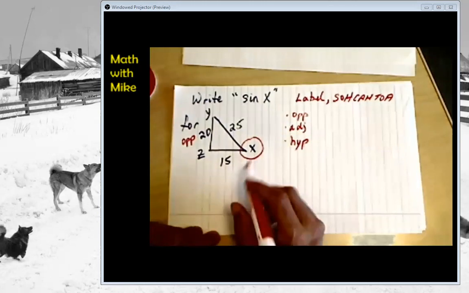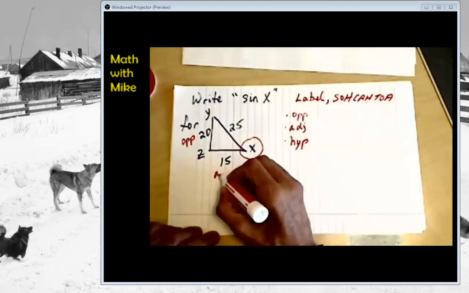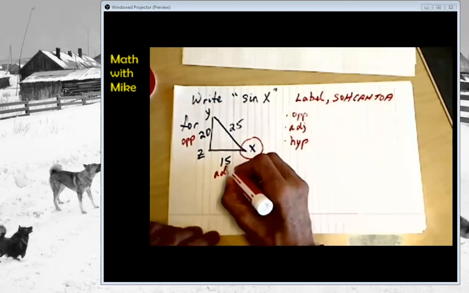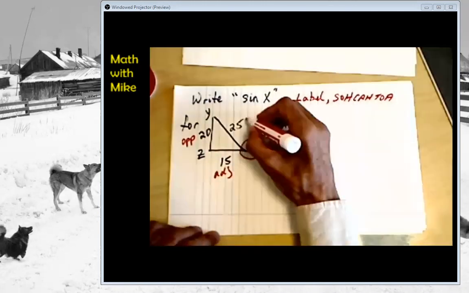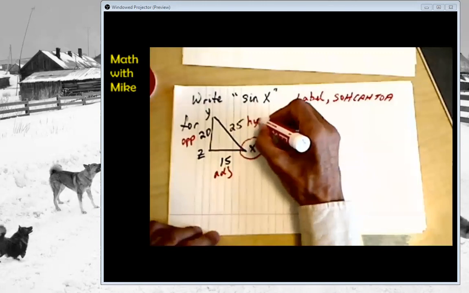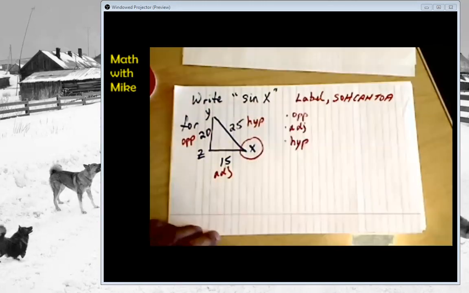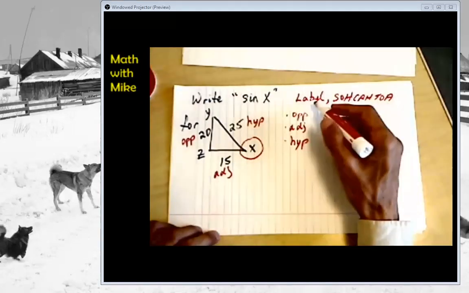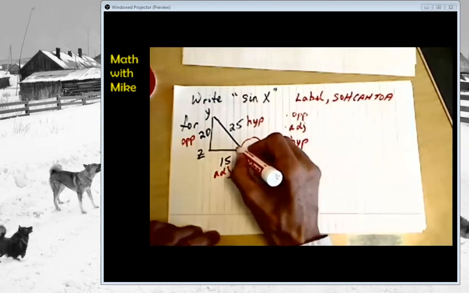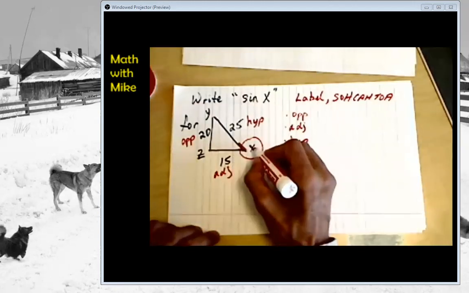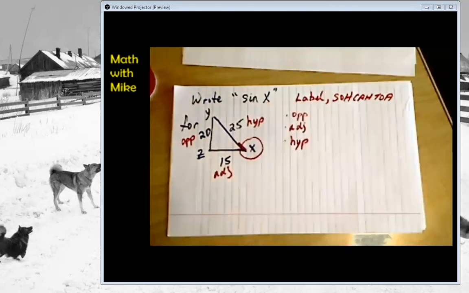Okay. So 15, that was the original question there. That's adjacent. 25, hypotenuse. Okay, perfect. So that takes care of the labeling part. And still the adjacent and hypotenuse make the angle that we're working with.